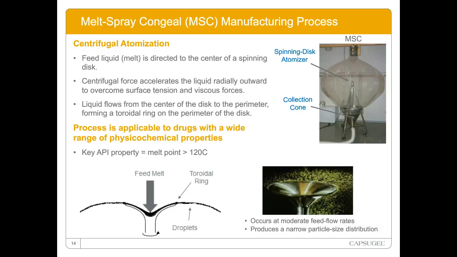The key process parameter really here is to just have an API property that's greater than 120, melt point that's greater than 120 degrees. At that point, we can probably design a formulation for any of those types of applications described on the prior slide. Ultimately, the shape and size of the disk, the speed and the temperature of the disk are all tunable and used to determine particle size and release rate.